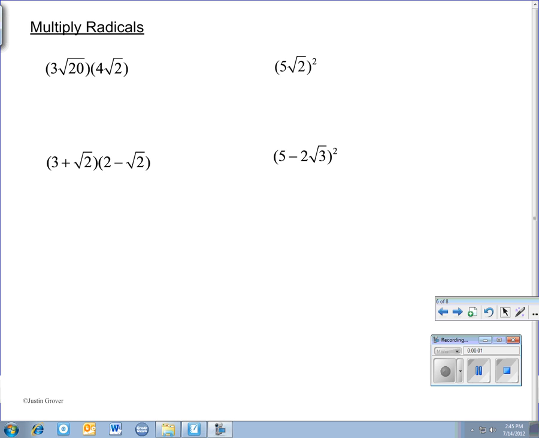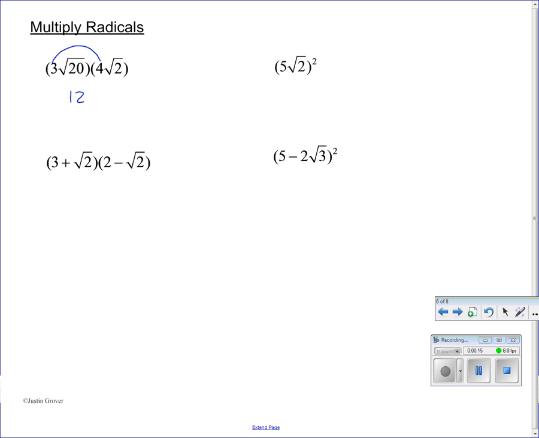Radicals, like 3 rad 20 times 4 rad 2. You can reduce first or you can reduce at the end, and personally I reduce at the end. So I'm going to multiply first, and you could actually multiply the numbers in the front. 3 times 4 is 12, and multiply the numbers inside the radicals. 20 times 2 is 40, and now I'm going to reduce 12 rad 40.